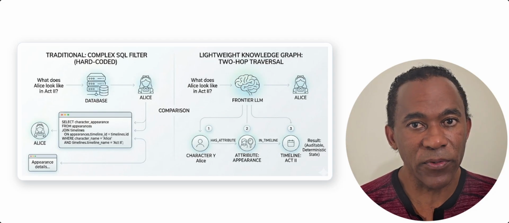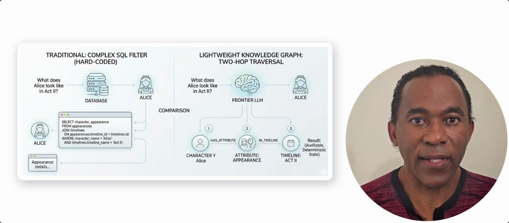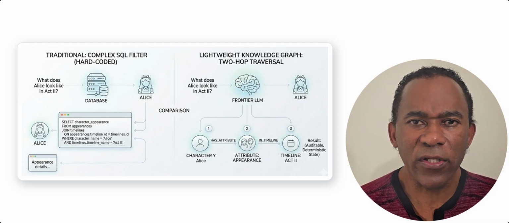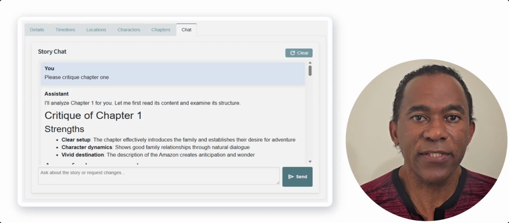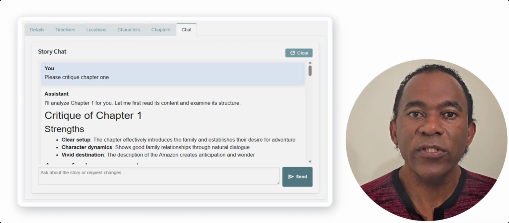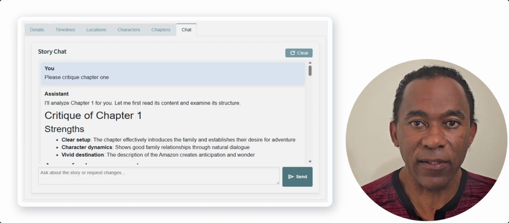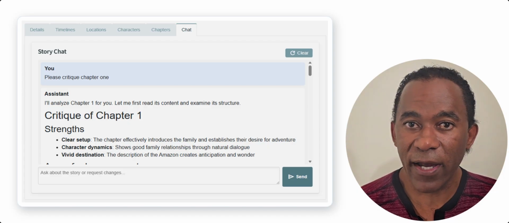Alice has attribute appearance with timeline ID Act 2, and instead of some gnarly SQL filter, the user just asks the AI things like, critique chapter 1 in plain English, and the AI walks the graph to answer.